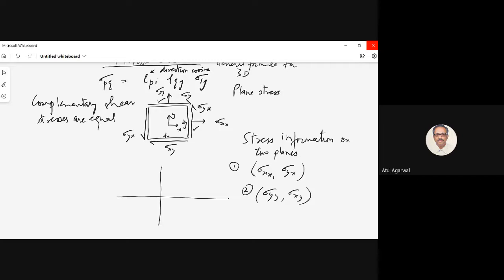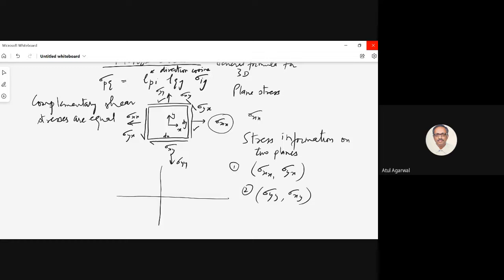Here, if you do force balance of this, then what will happen? Suppose this is sigma xx, this is sigma yy. So sigma xx will balance out sigma xx, sigma yy will balance out sigma yy. Sigma xy here is balancing out sigma xy. Sigma yx is balancing out sigma yx, on opposite faces.